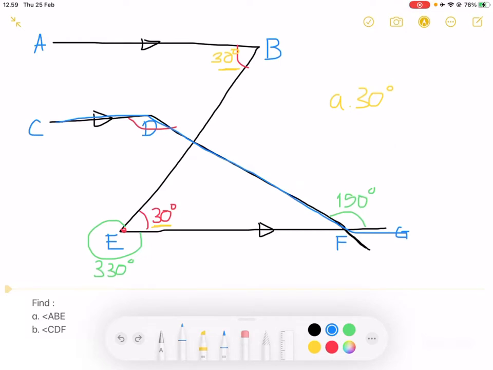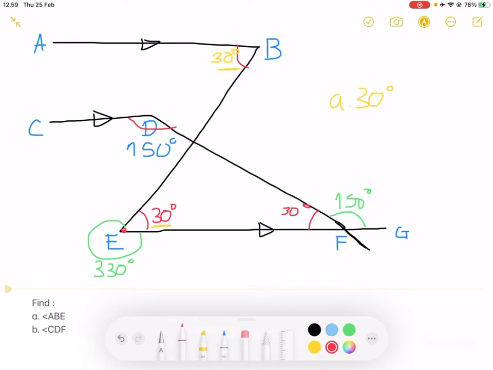But in this case, by alternating angles, this angle right here, DFG, must be equal to this angle in red, which is CDF. So this must be 150 degrees. Or an alternative method is, since we know this is 150 degrees, we can just calculate the rest of this by knowing that the angles in a straight line sum up to 180 degrees. So this must be 30 degrees.